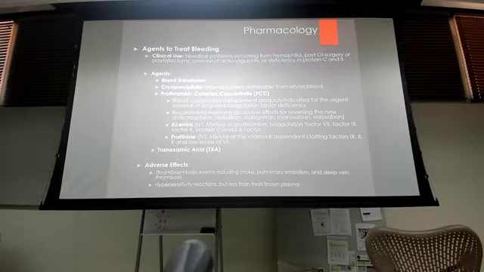If there's bleeding due to a direct oral anticoagulant, PCCs are how you're going to reverse it, which we hit earlier.